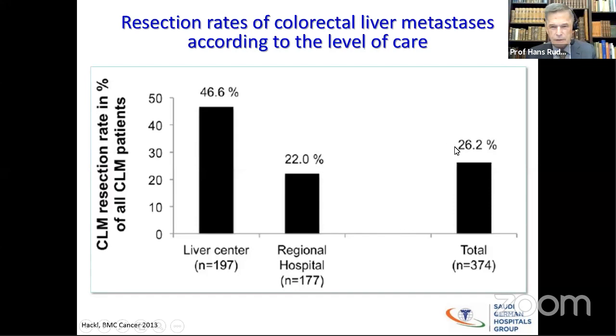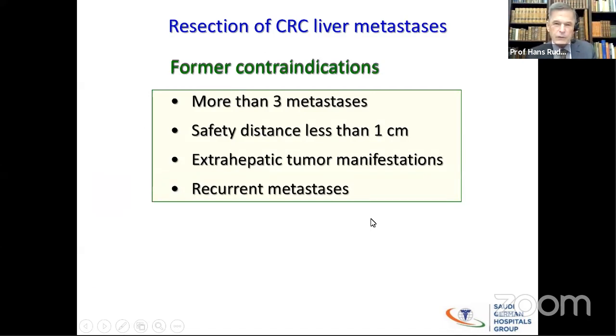But in total, only 26%, which means that most patients are still operated on in non-specialized centers. I think we should think about a better organization of this. Former contraindications are still in the heads of people, and especially of some medical oncologists, saying you shouldn't do a liver resection if there are more than 3 metastases, if the safety distance is less than 1 centimeter, if there's extrahepatic tumor, or there are recurrent metastases.